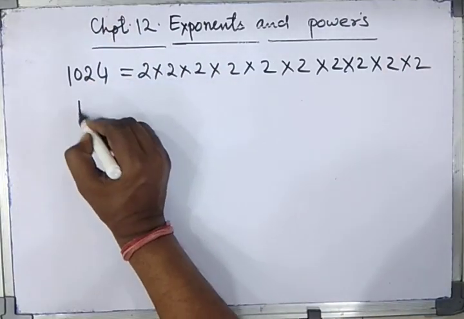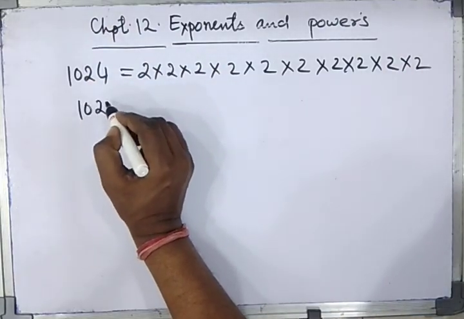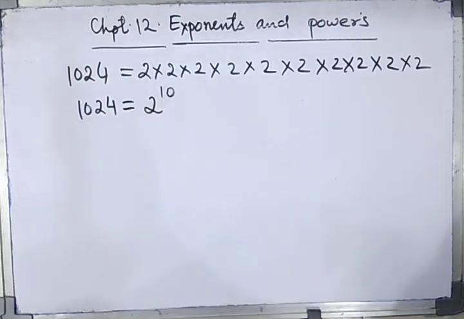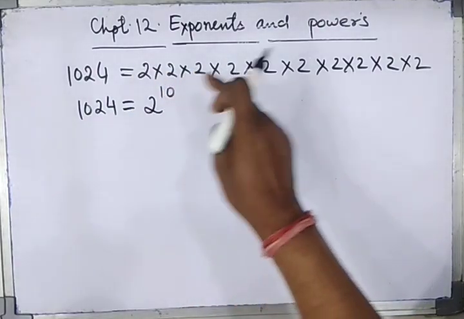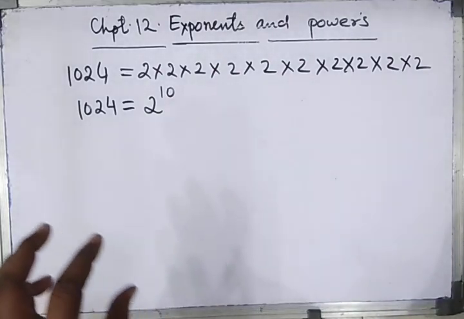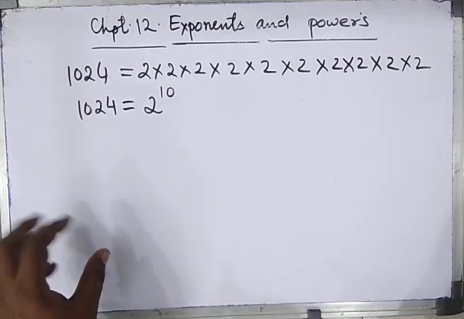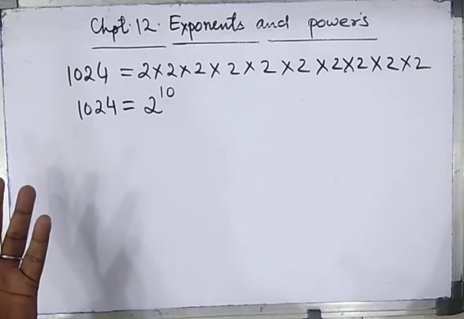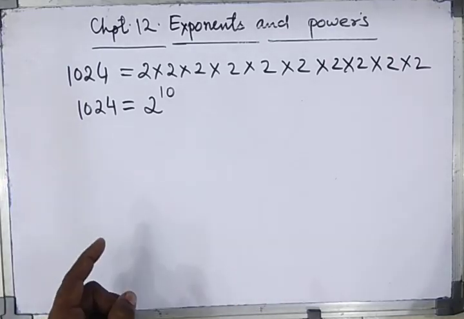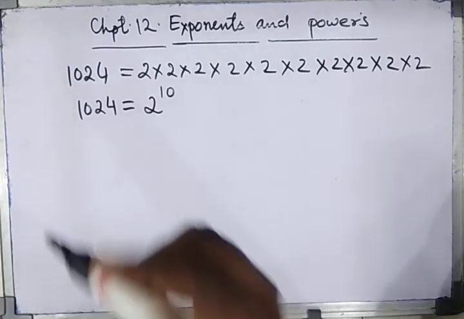So student, this number 1024 can be written in the form of 2 raised to 10 because 2 is multiplied 10 times. Student, so we learn how to write a large number in exponent form, student.